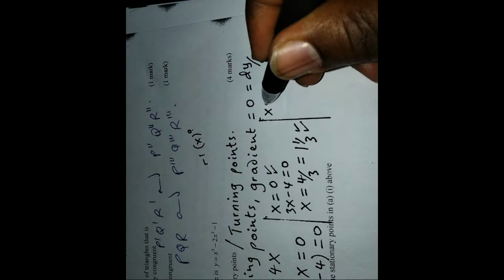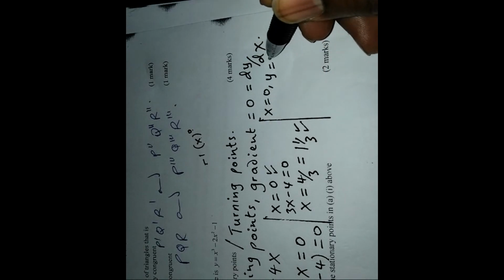Now the turning points are coordinates, so we should get the value of y at those values of x. Therefore, I need to substitute 0 in the original equation, which will give me the value of y. When we substitute x equals 0, the value of y will be negative 1. Therefore, the turning point is 0, negative 1. That is a turning point.